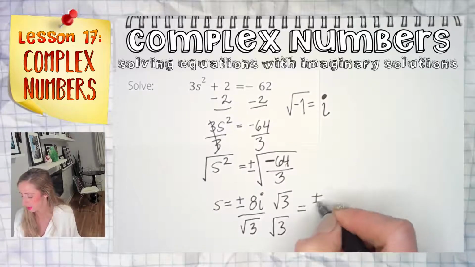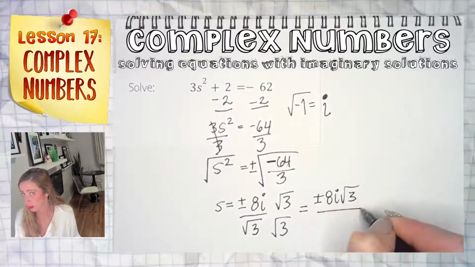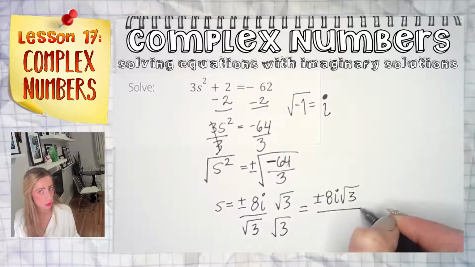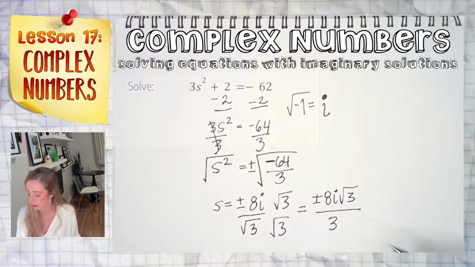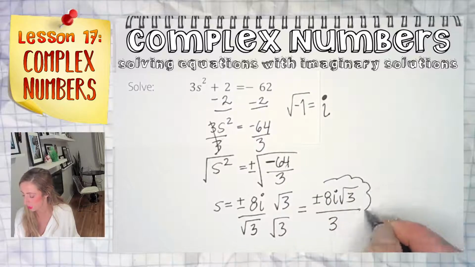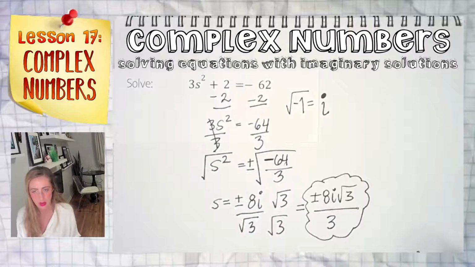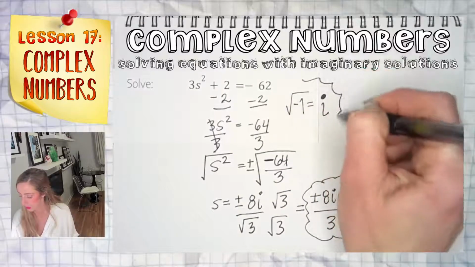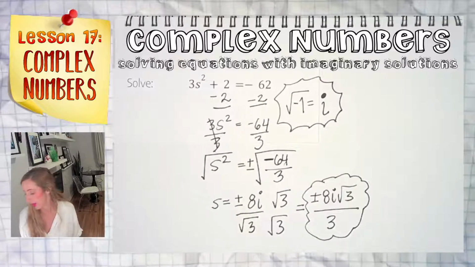Plus minus 8i root 3 all over 3. Don't you dare put root 9. Don't be a weenie. You can do it. It's 3. Okay? And there we have it. Two imaginary solutions. Rationalized. Beautiful. Lovely. And we're done. This over here was just us acknowledging or addressing the imaginary unit i.